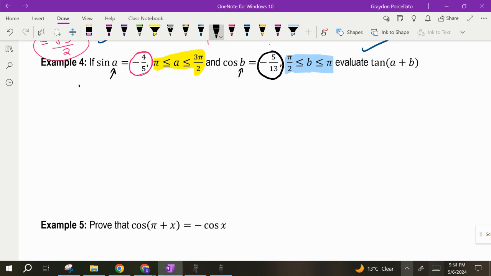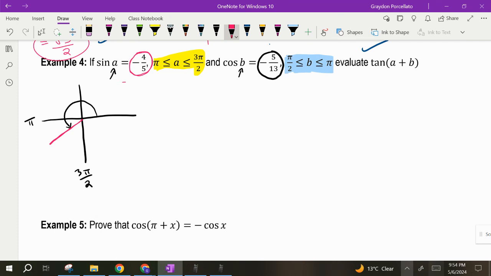So here's angle A. We don't know where it is, but we know it's between pi and 3 pi/2. So we know that angle is somewhere in here. I'm just going to draw a little terminal arm. We don't really know where that angle is, but we're going to draw a nice little terminal arm there and just use what they're telling us right now.